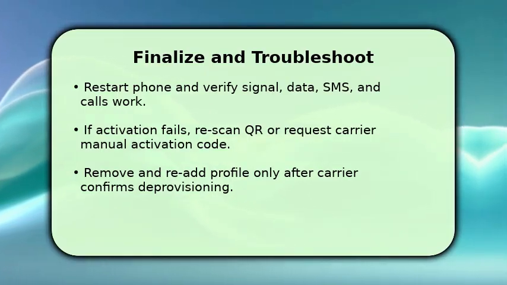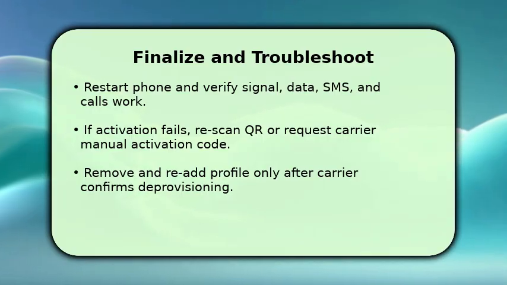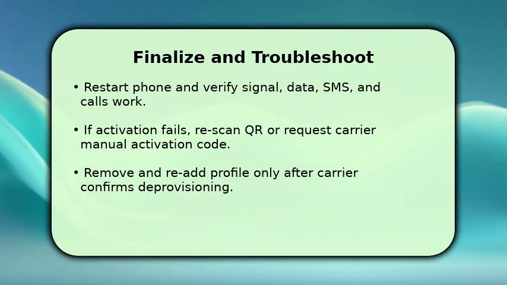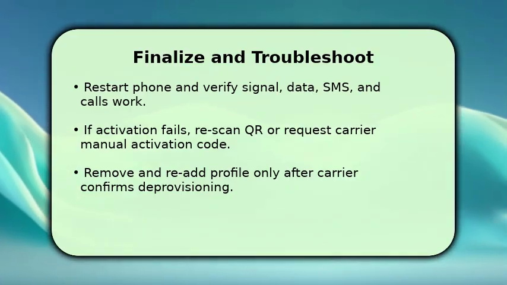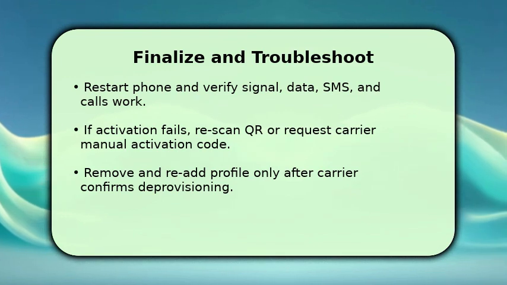If activation fails, make sure the QR wasn't cropped and rescan it, or ask the carrier for a manual SMDP Plus/activation code. Carriers sometimes need to toggle provisioning on their side. If you need to remove the profile, contact the carrier first so they deprovision. Otherwise, re-adding can be blocked. A single troubleshooting tip: reboot and rescan before anything more invasive.